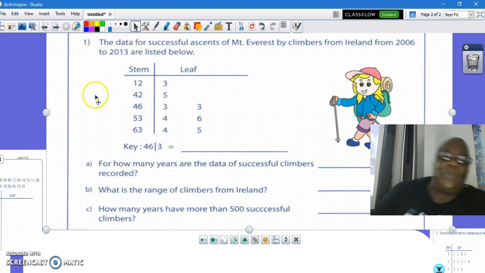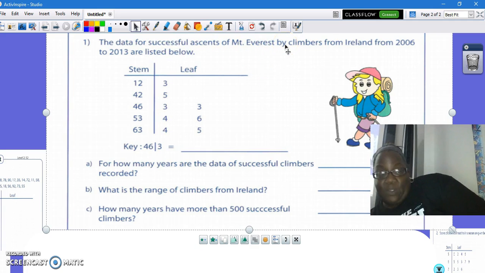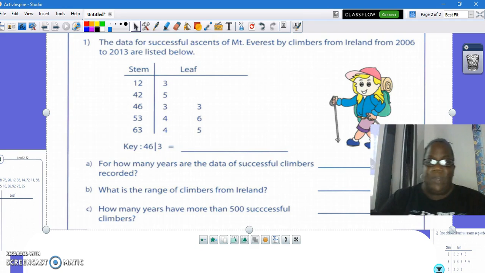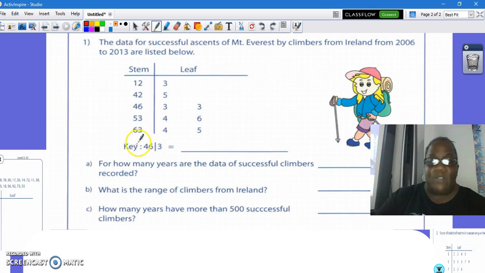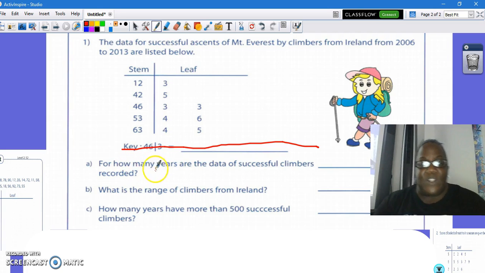Your second side. Question number 1. The data for successful ascents of Mount Everest by climbers from Ireland from 206 to 213 are listed below. So basically, we're talking about the climbs of Mount Everest from Ireland. Remember, don't worry about the key. We're going to use this information to help us. For how many years are the data of successful climbers recorded?